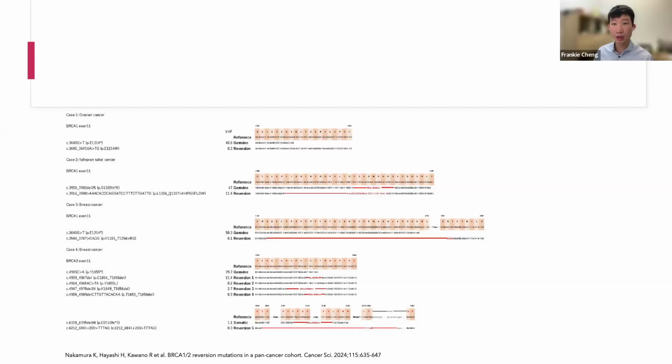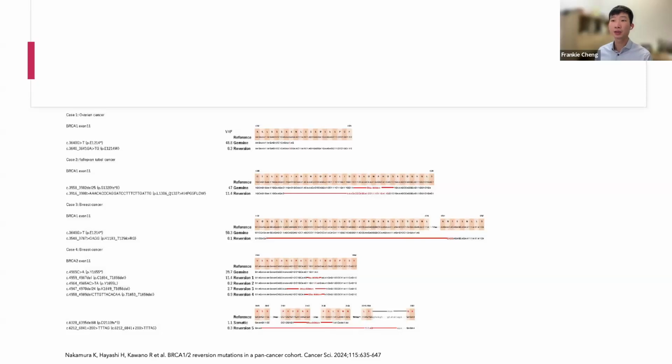In case 2, a case of fallopian tubal cancer, the original germline mutation results in a frame shift effect, and the substitution in the reversion mutation reverses the effect of the frame shift.